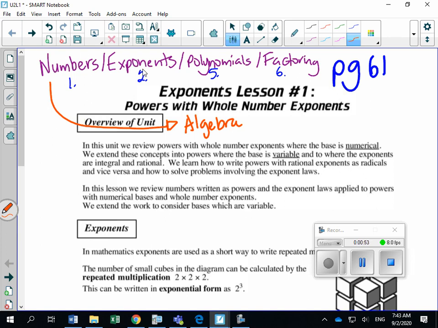Each chapter, remember, there's always a test associated with each chapter, and then there's going to be a big unit exam that's going to be associated with algebra. Okay, let's get right into this.